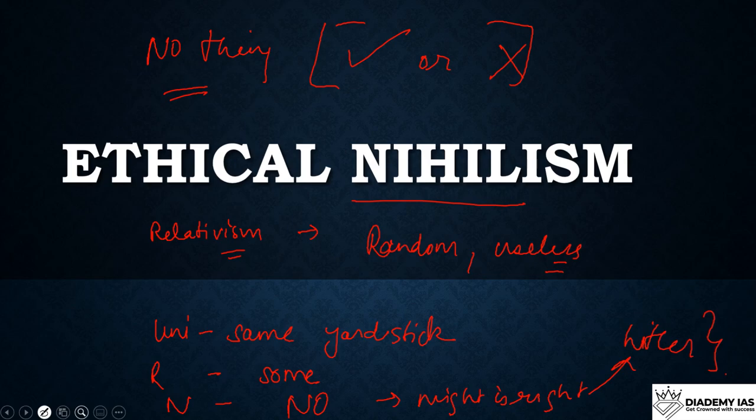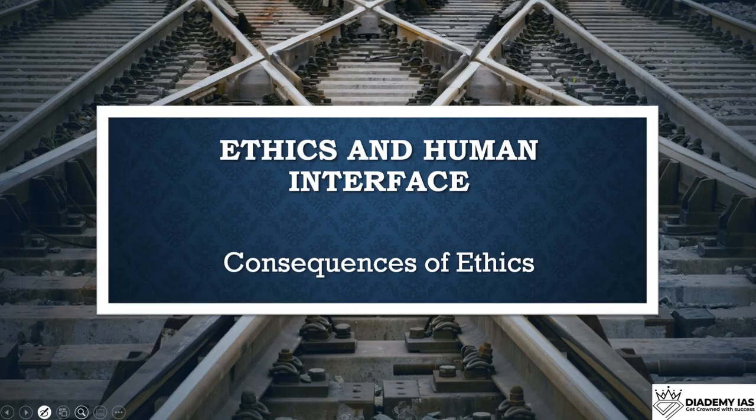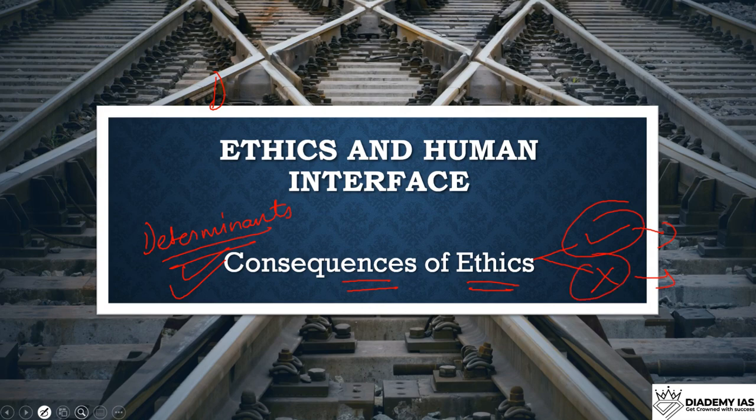Let's move on to the next part, which is the consequences of ethics. Till now we saw the determinants, what leads to the formation of ethics. We'll see many questions on the topic, we will have answer writing, don't worry about that. But for now let's see the consequences, that is, what happens if ethics are followed and not followed, what are the results. We'll see both.